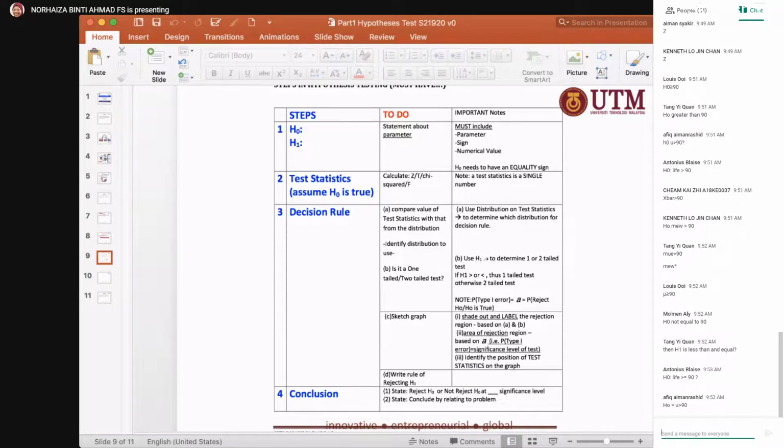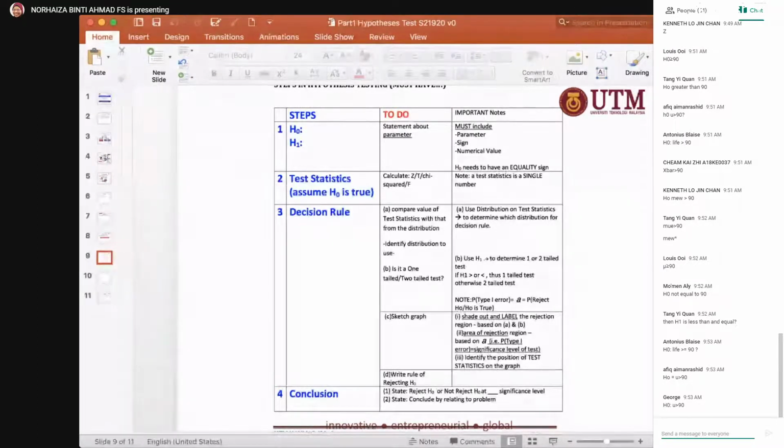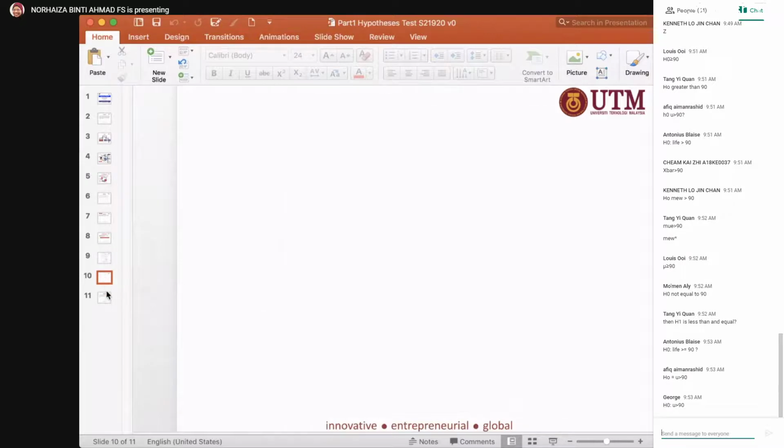Which one? Mu, is it H naught or H1? Louis, H naught or H1? H naught, not. Mu'min Ali, H naught has to have an equality sign. Tang, H1 is less than and equal. Oh, okay, I understand. Afiq, H naught, mu greater than 90 doesn't have an equality sign. Okay, now let's go back.